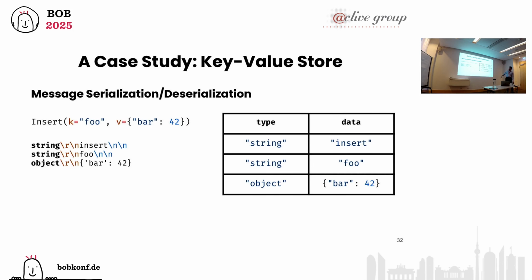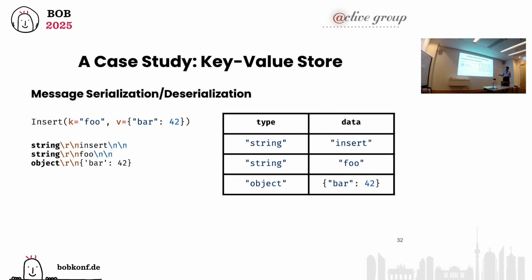So this was the implementation that I was using. Here we see an insert for key foo, which inserts this object, bar 42, into the store, right? And the first thing I do is I treat it as if it's this table with types and data.